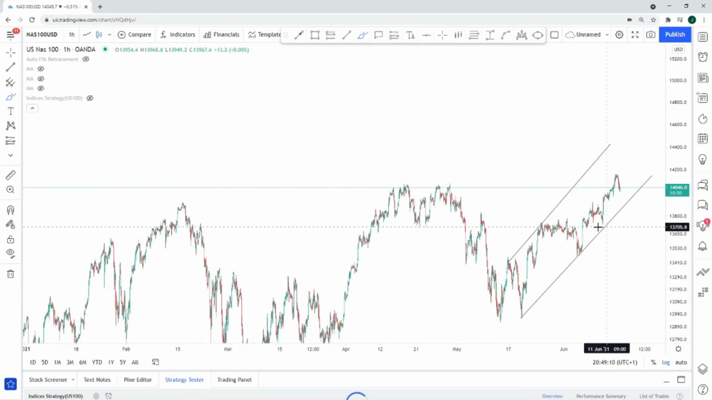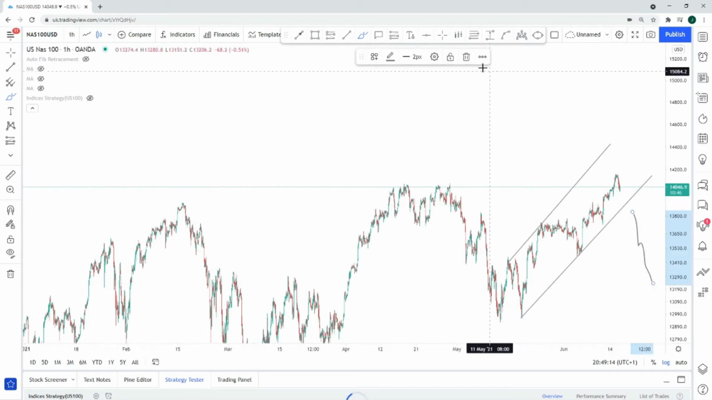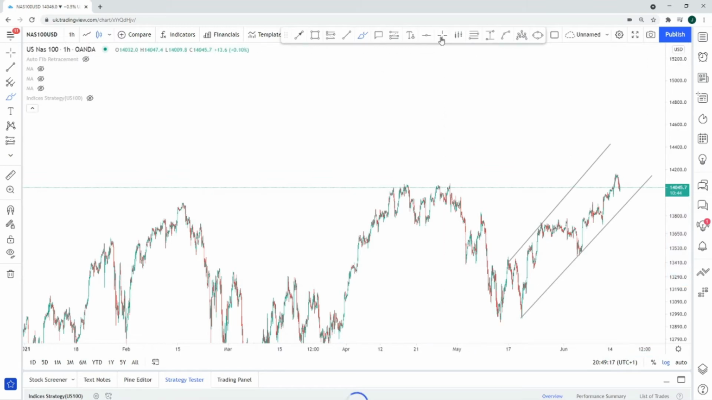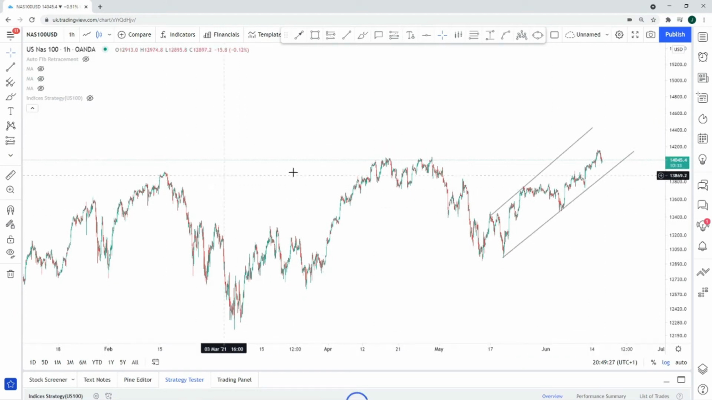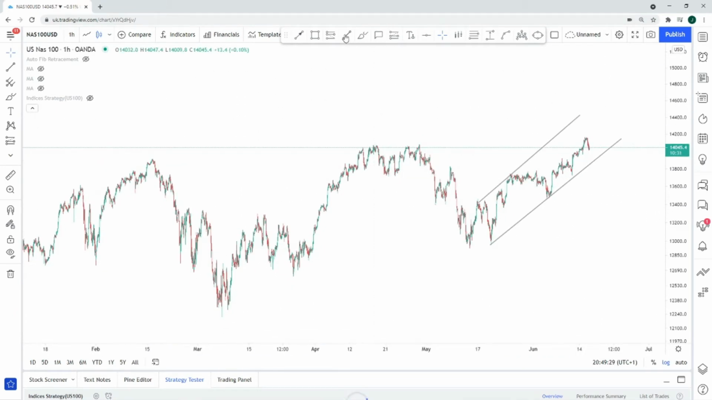If I see price break this trend line, then I'm going to look for a more short-term sell here. If price reaches back under that 138,000 level, I'll look for price to go short. But for now, I want to see price create new highs, and as you can see, price is actually creating higher highs.